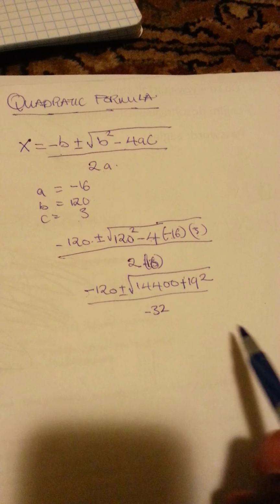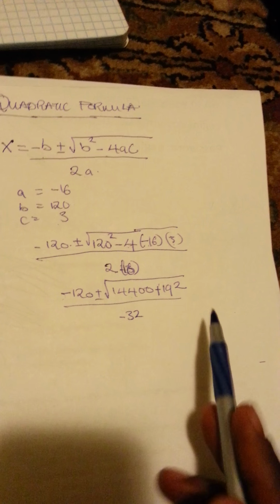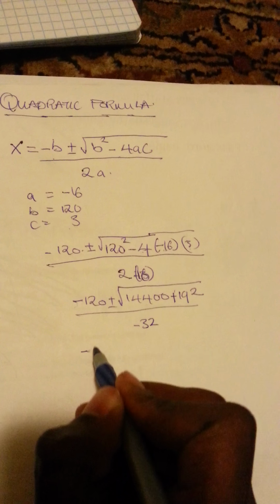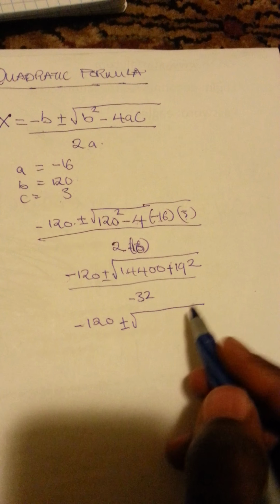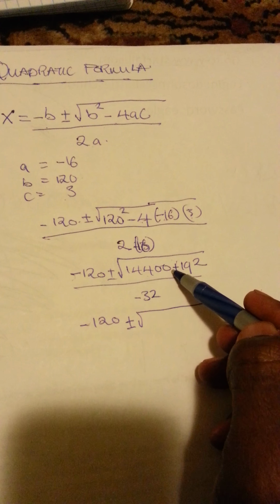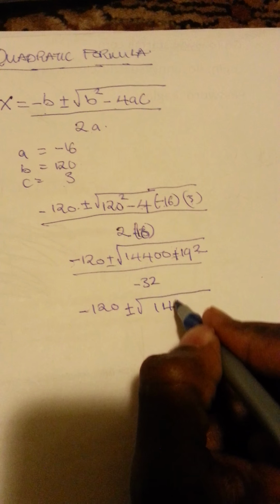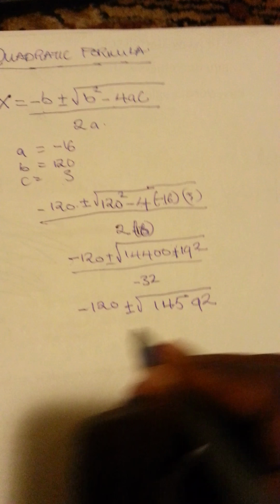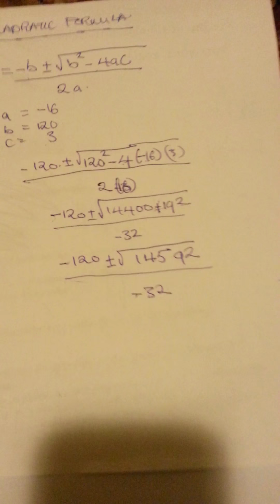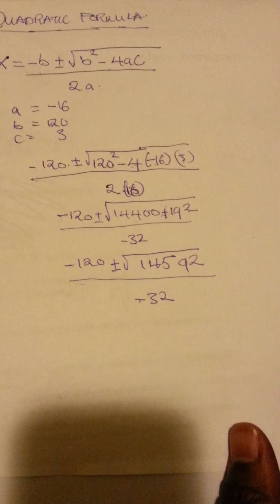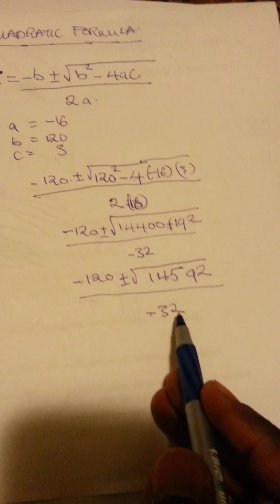Okay, now the next thing to do is to add 14,400 plus 192. So it is negative 120 plus or minus square root of 14,400 plus 192, which equals 14,592, divided by negative 32. So the next thing I'm going to do is use the calculator to find the answer for this.